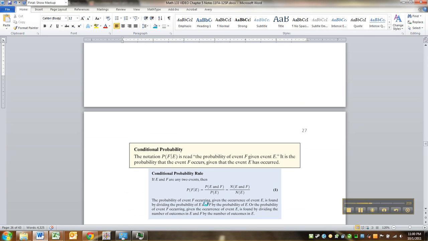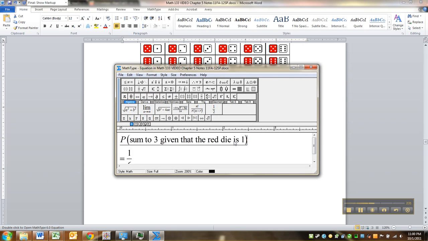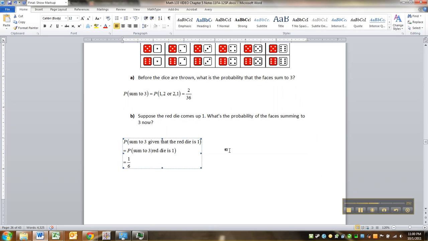Conditional probability, and the way to notate it is the probability of F, a vertical slash, E. You read it, the probability of F given event E. So just to back up for a second, what we found up here is the probability that they sum to 3, vertical slash, red die is 1, right? And that vertical slash right there means given that. Given that the red die is already 1, what's the probability that they sum to 3?